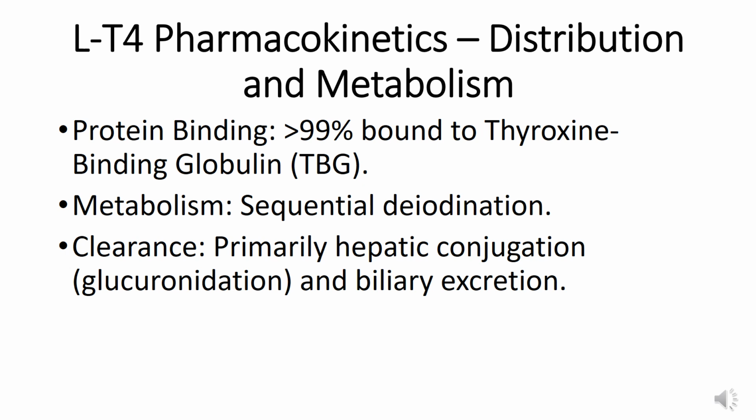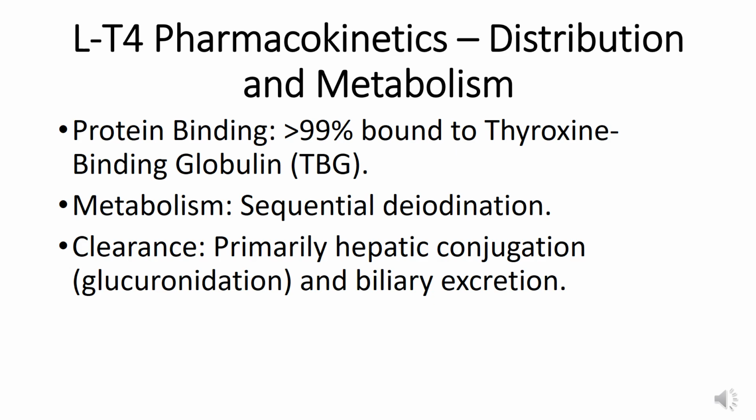Triiodothyronine is responsible for most of the hormone's effects on metabolism, growth, energy production, and cellular function. Further deiodination can also produce inactive metabolites, helping regulate overall thyroid hormone activity within different tissues. Once metabolism is complete, the body must eliminate the hormone and its metabolites. The liver plays a central role in this clearance process.